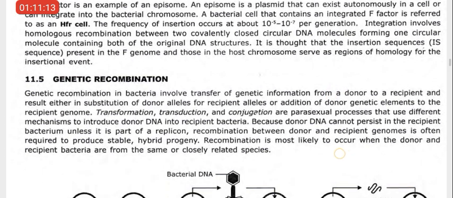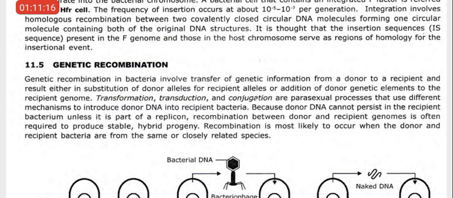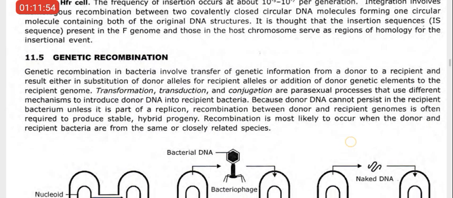Then genetic recombination. Genetic recombination in bacteria involves transfer of genetic information from a donor to a recipient and results either in substitution of donor alleles for recipient alleles or addition of donor genetic elements to the recipient genome. Transformation, transduction, and conjugation are parasexual processes that use different mechanisms to introduce donor DNA into recipient bacteria. Because donor DNA cannot persist in the recipient bacterium unless it is part of a replicon, recombination between donor and recipient genome is often required to produce stable hybrid progeny. Recombination is most likely to occur when the donor and recipient bacteria are from the same or closely related species.